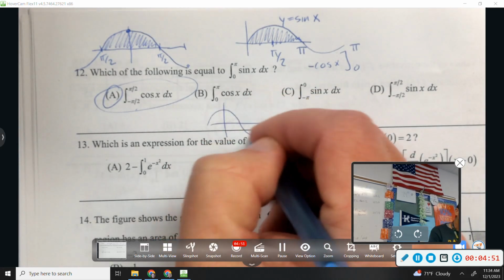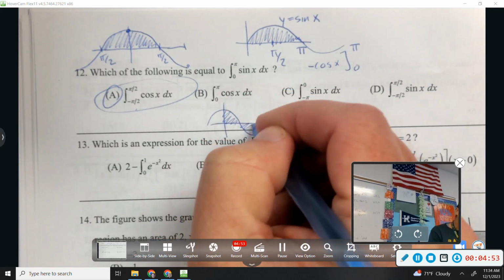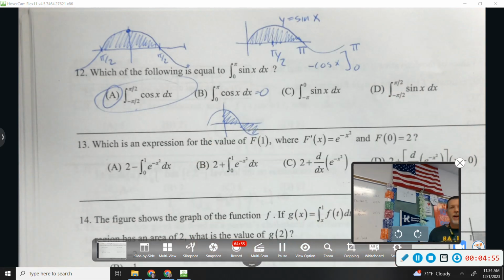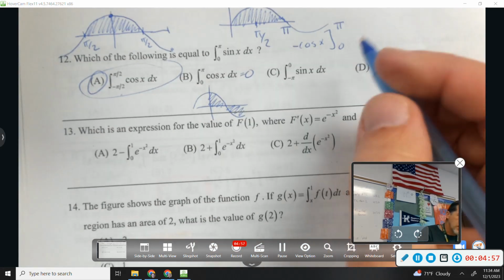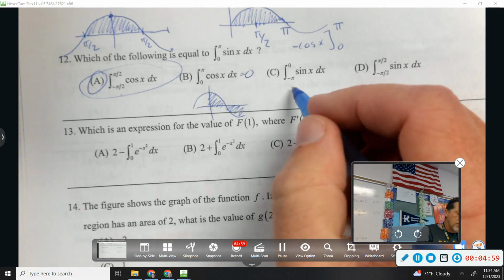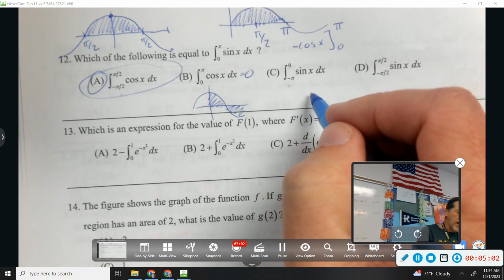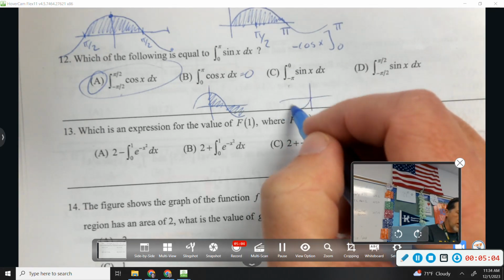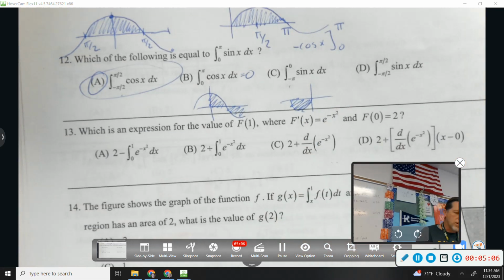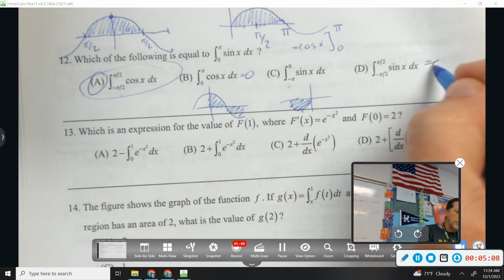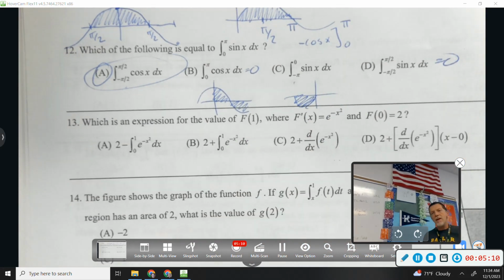Let's see. From 0 to pi, that one would be 0 because half of it's above, half of it's below. From 0 to negative pi, that would be negative, that part. And that one would be 0. So yeah, part A is the only one that matches the picture.